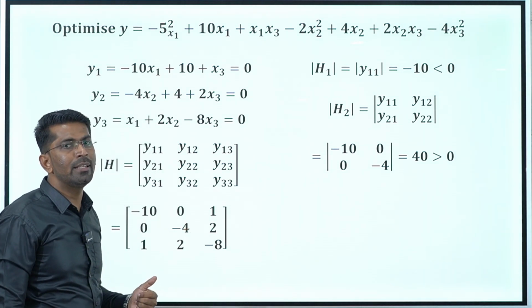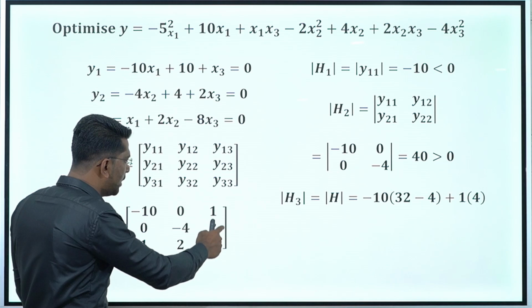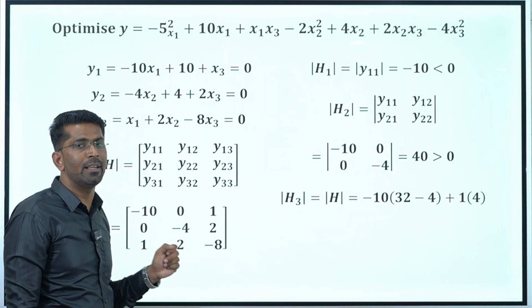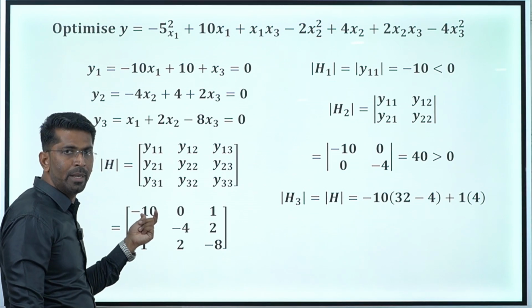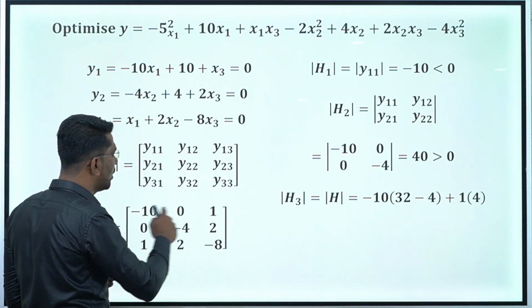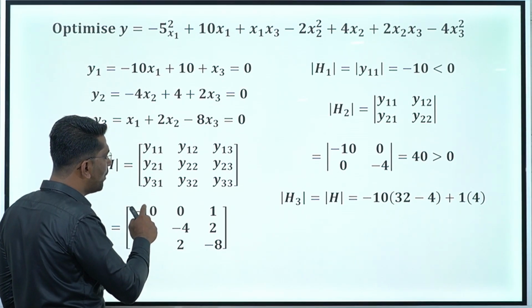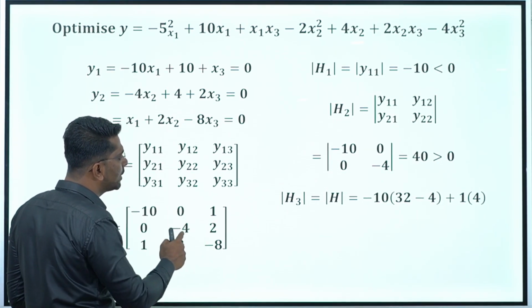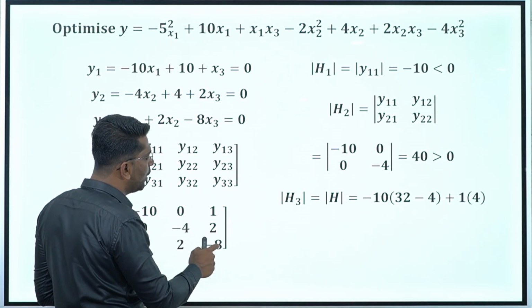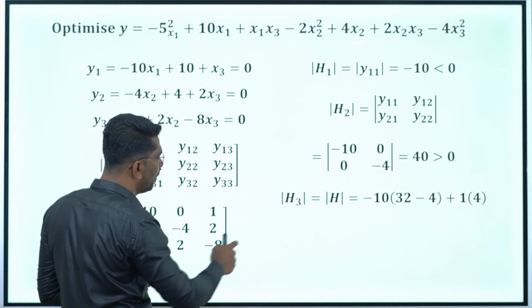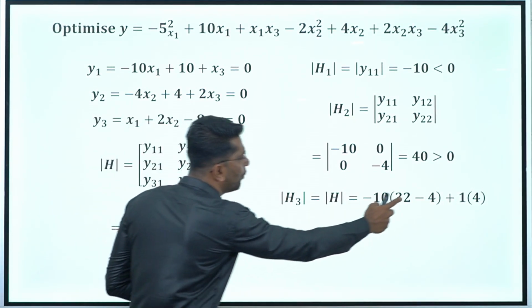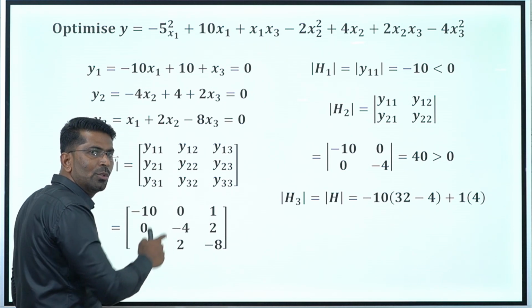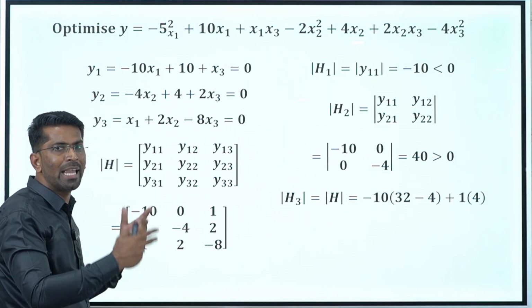Now, the third determinant, H3, that is we want to calculate the determinant value of this 3 by 3 matrix. How to find the determinant of a 3 by 3 matrix? I am not going to discuss it in detail here. First we consider the first element, that is minus 10, crossing out the concerned row and concerned column. Then we have a 2 by 2 matrix. We take the determinant value here: minus 4 into minus 8, which is equal to 32, minus 2 into 2, which is equal to 4. Then minus 0, the second term is 0. If we consider the 0 element, of course the entire value will become 0.